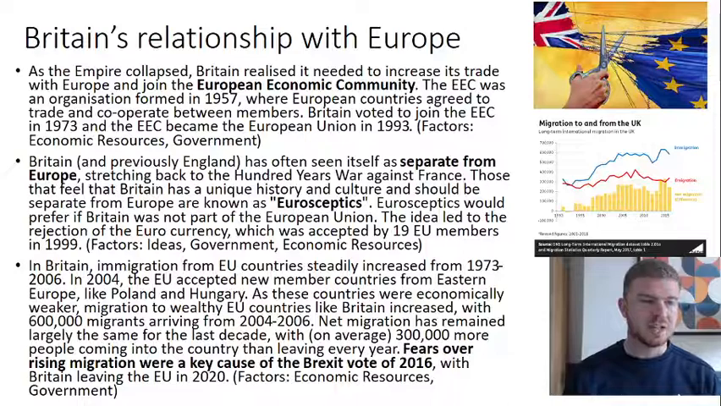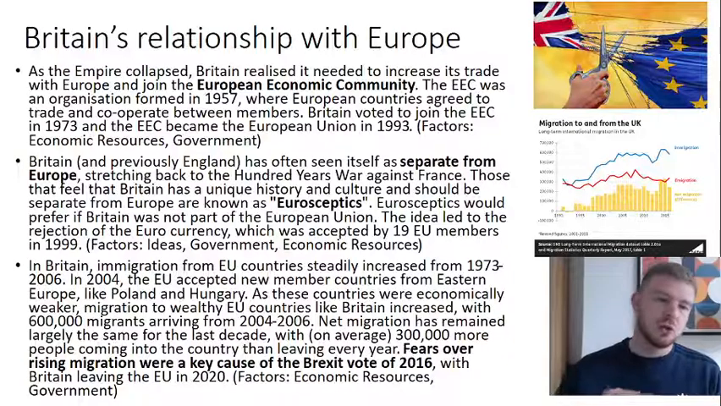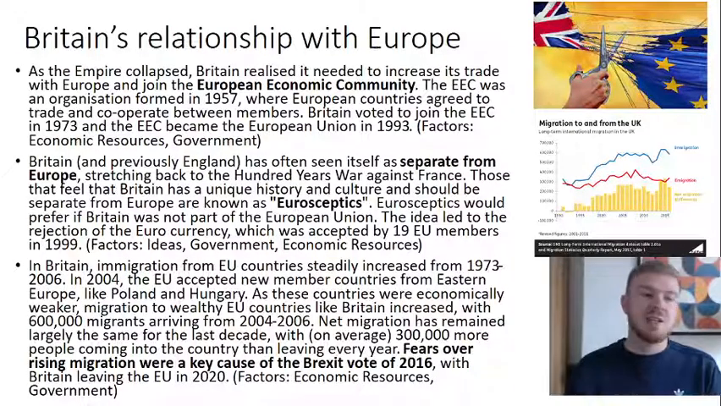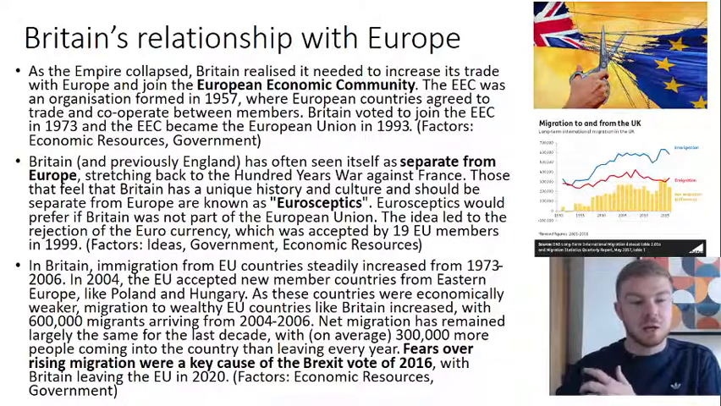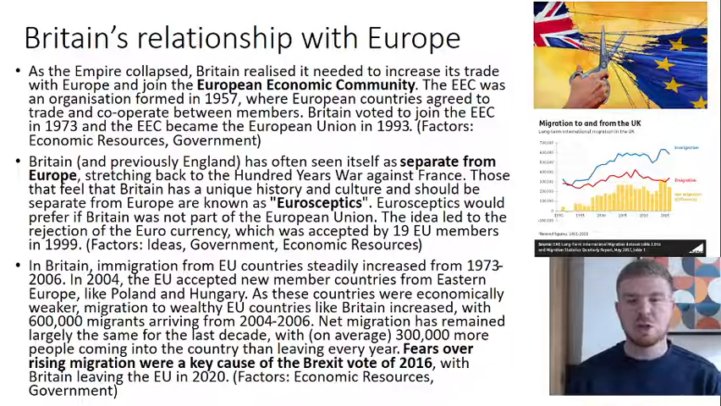Let's just get to that and see one of the key reasons why that happened. So in Britain, immigration from EU countries had steadily increased from 1973 until 2006. And one of the key moments, I think, if we track back how we get to the Brexit vote, is in 2004, when the EU accepted new member countries from Eastern Europe, like Poland and Hungary. Because these countries were economically weaker, migration to wealthy EU countries like Britain started to increase. So we see 600,000 migrants arriving from 2004 to 2006.